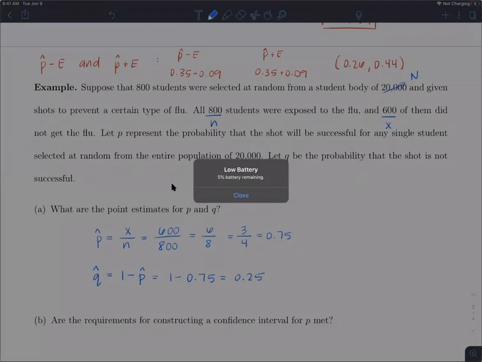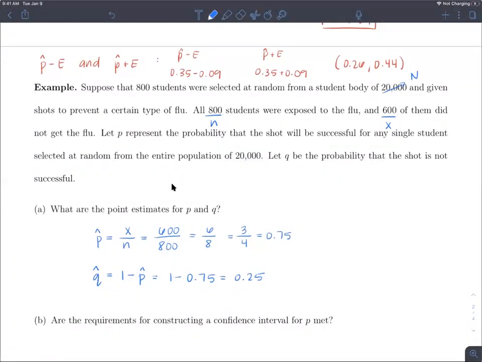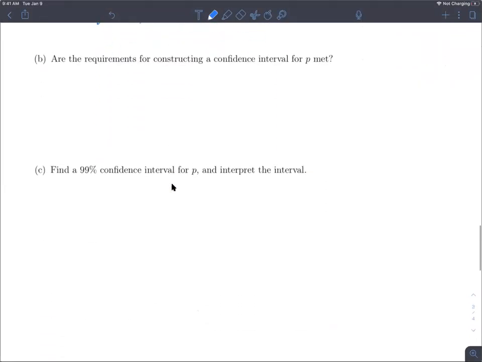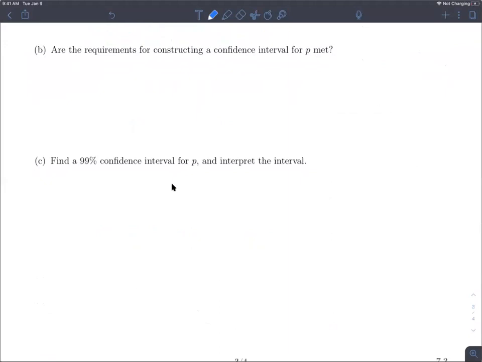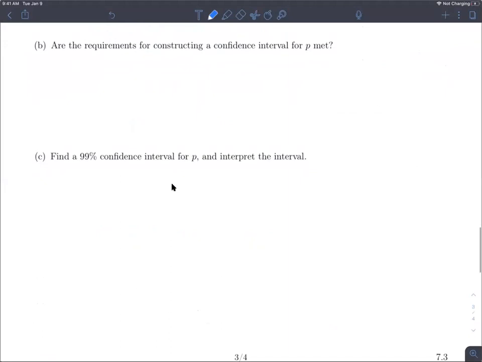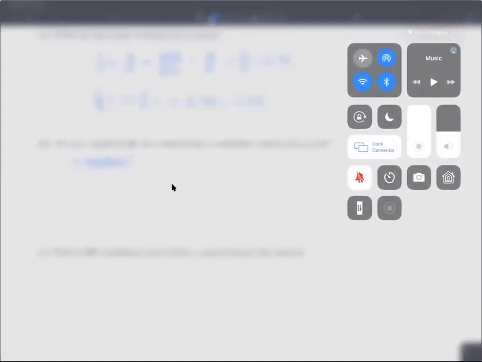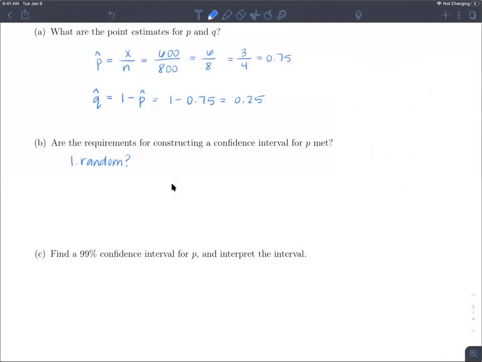All right, so let's go to part B. We'll try and finish this example, and if this dies, then we'll just let it die. Part B: are the requirements for constructing a confidence interval for p met? The first requirement is, is it random? You know what, hang on real quick. Can you guys see, did that lower the brightness for you? No, right? Because I just lowered the brightness on my screen.